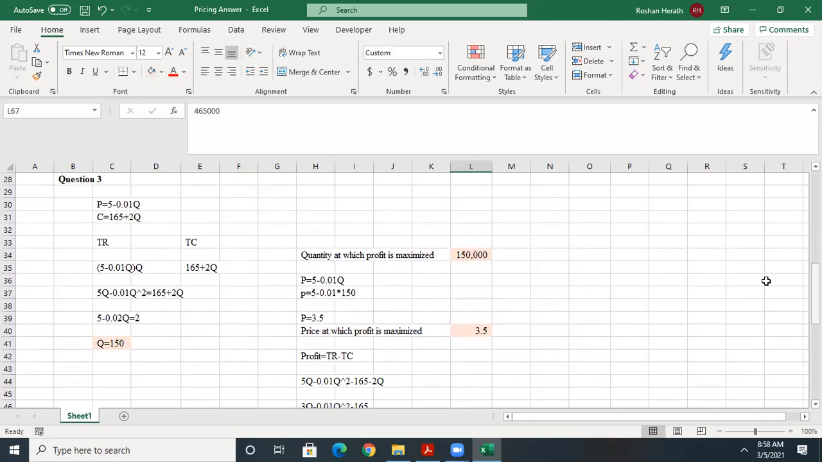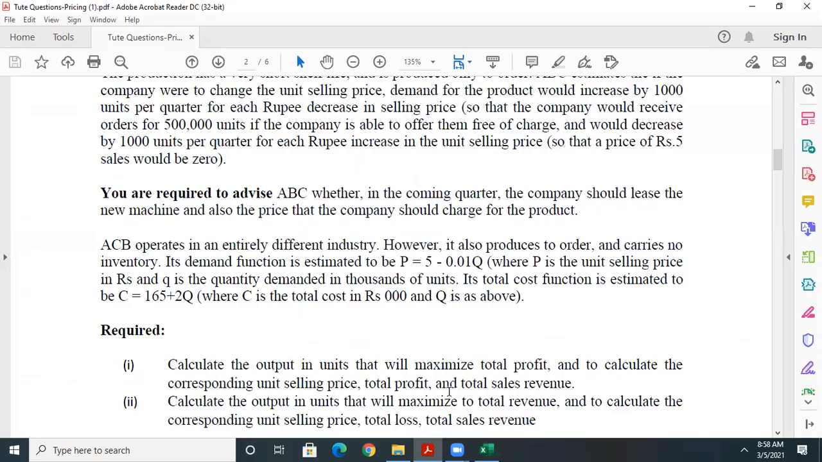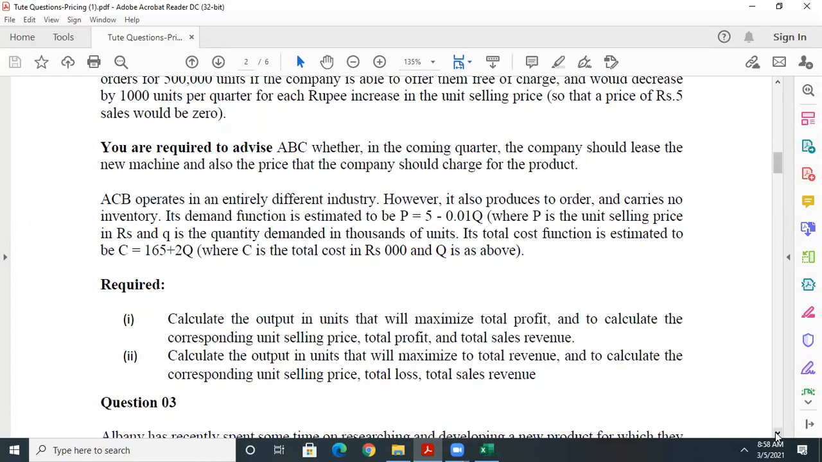So that is the first part, where it asks you to calculate the output in units that will maximize the total profit, and to calculate the corresponding unit selling price and the total sales revenue. Done. Then the second part asks you to calculate the output in units that will maximize the total revenue.